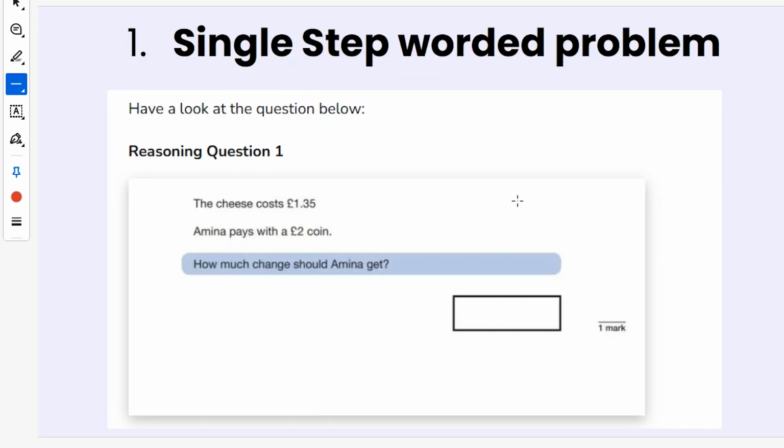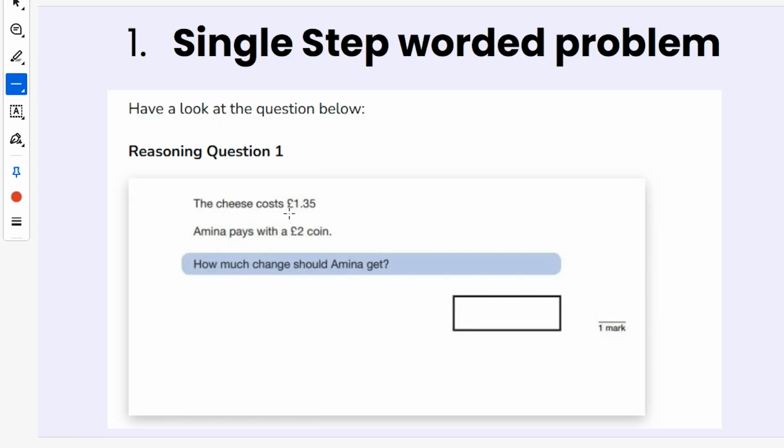So these questions are usually a little bit easier because there's only one step involved. They are questions that involve the children doing some sort of calculation once they've understood the maths that they need to pull out of the question. So let's have a look at an example. I think this is from last year, but it's a previous SATs question.